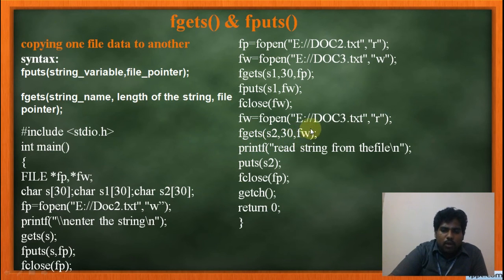From which file am I going to retrieve? fw. From fw I am going to retrieve 30 characters, that is the size of the string, and store in s2. Okay, now inside the string s2, which one is there? Good morning is there. I am just printing it on the console screen: read string from the file is puts of s2. So on the console screen again it will be displayed, good morning. Now I am closing the file again.